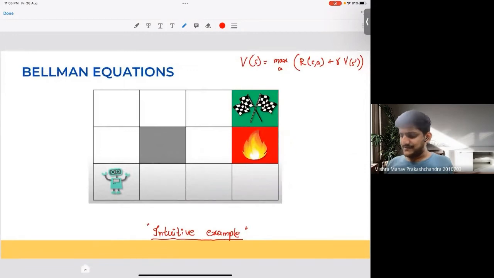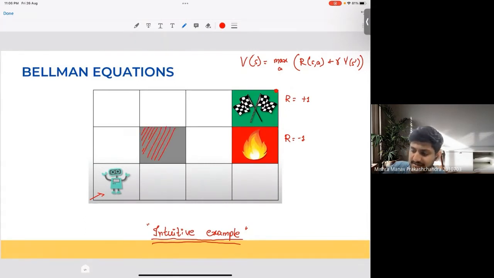Now, just to give you an intuitive example, I have taken a very toyish example. Imagine that you have a grid world environment setup, and there's a robot here, and this is the starting position for the robot. The robot needs to reach this green box over here, and if it reaches there, it gets a reward of +1. At every other place, it gets a reward of 0. But if it reaches this red, fiery box, it gets a reward of -1. And this particular box here is an obstacle, a wall. So the robot can't go here. Even if it tries to go there, it will not go there, and there is no penalty for crashing into a wall.